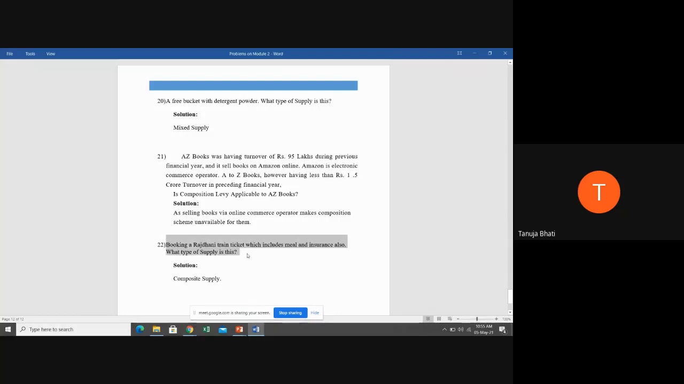Is this clear, students? So you all have understood, you all can identify what is a composite supply and what is a mixed supply, right? Composite is where they are naturally bundled, students, and which are supplied in the ordinary course of business. Usually when you buy a train ticket, they ask you whether you require meals or insurance during your travel, which is usually covered in the price of the ticket. So this is a composite supply. Is this clear, students?